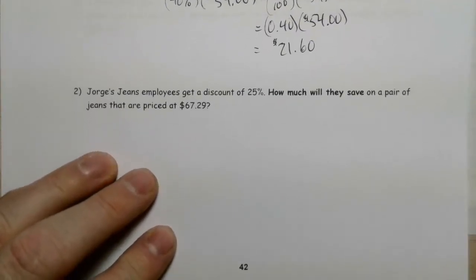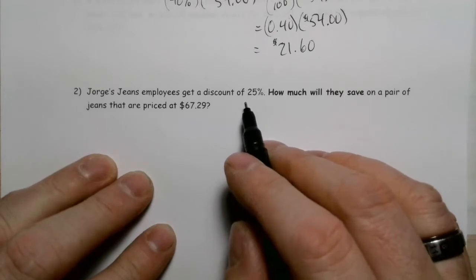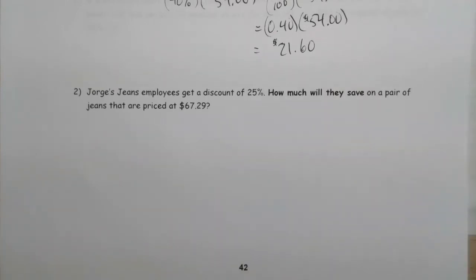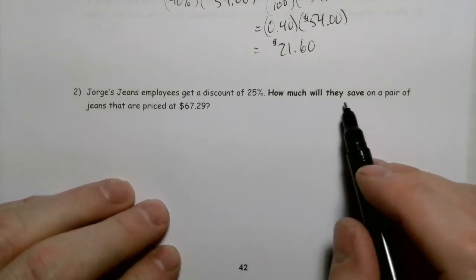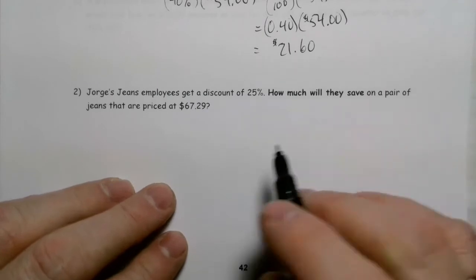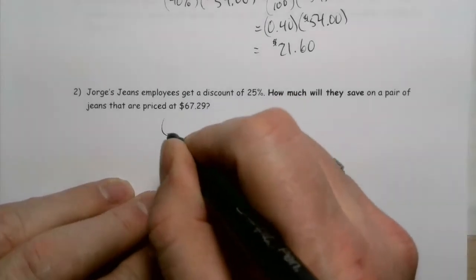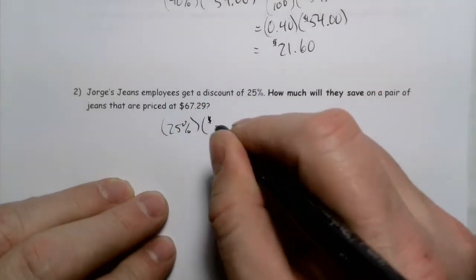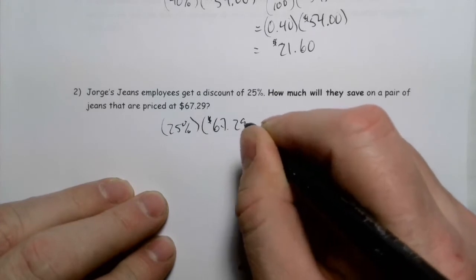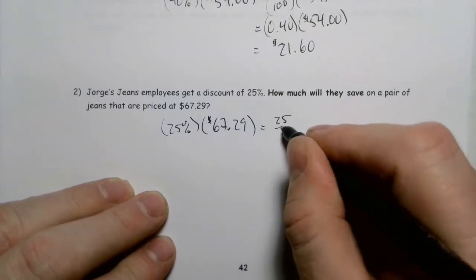It says, George's Jeans employees get a discount of 25% off. So they don't have to pay that final 25% of the price here. They get a little bit of a deal. How much will they save on a pair of jeans that are priced $67.29? Again, it's the same basic thing here. We're going to take 25% of that $67.29. Again, that's multiplication. So that's 25 over 100.